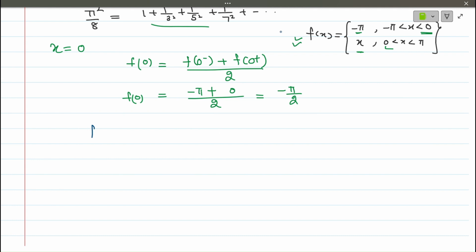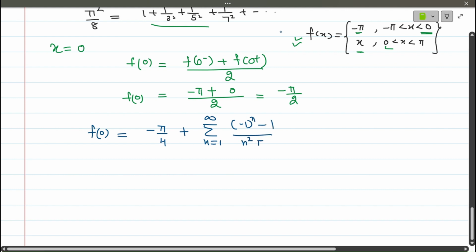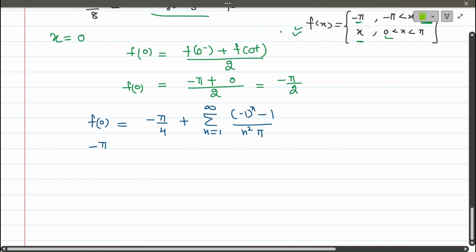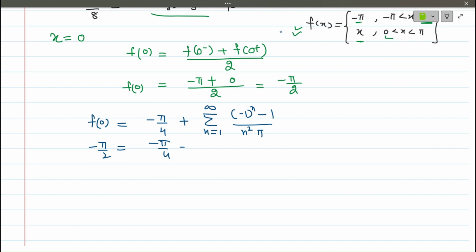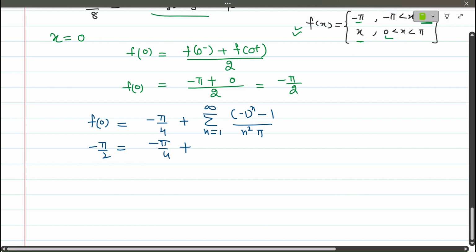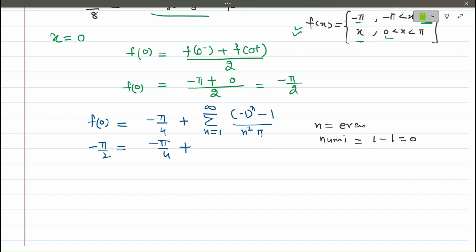So the expression becomes f(0) is equal to minus pi divided by 4 plus sigma n from 1 to infinity minus 1 raised to the power n minus 1 divided by n square pi. Okay, so f(0) is equal to minus pi divided by 2, equal to minus pi divided by 4 plus. So look at this expression. The numerator is always 0 when n is equal to an even number. When n is even, the numerator of this expression is 1 minus 1, which is equal to 0. Okay, so this expression survives only for n odd. So n is equal to odd. The numerator is minus 2 when n is odd, over n square pi. So we will simplify this expression.